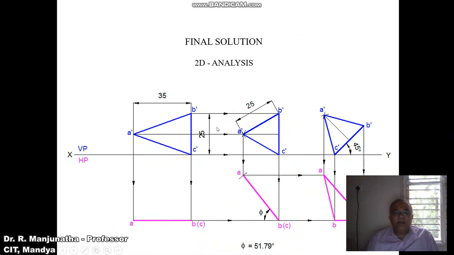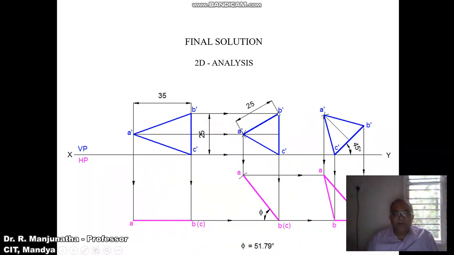Now, as he says that it is rotated such that its front view will become an equilateral triangle, you draw a horizontal projector from B dash and C dash, and take any convenient distance and draw a vertical line, so that you will get this B dash and C dash. So again, this is 25, and here also this is 25. It is an equilateral triangle.